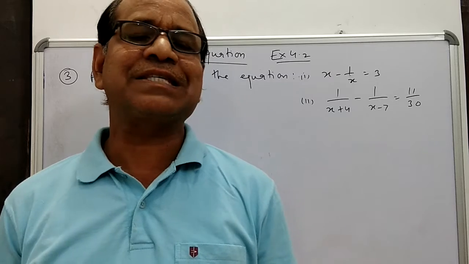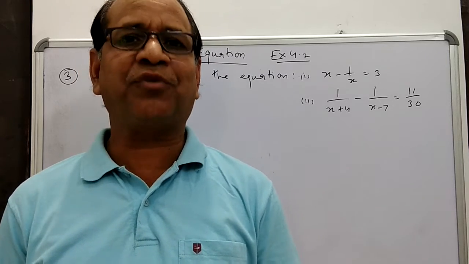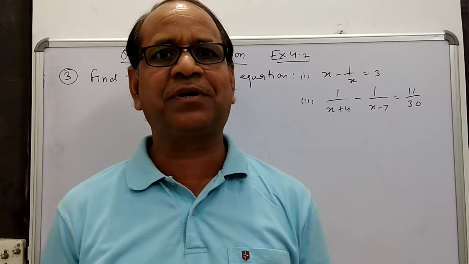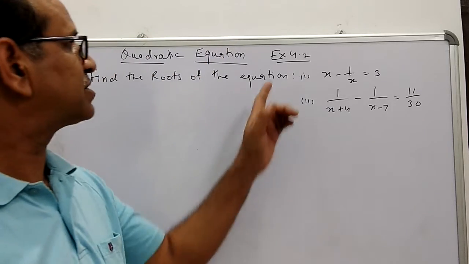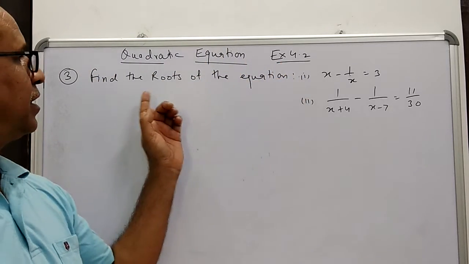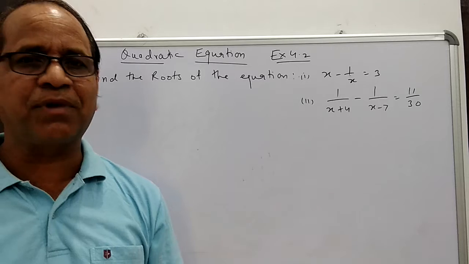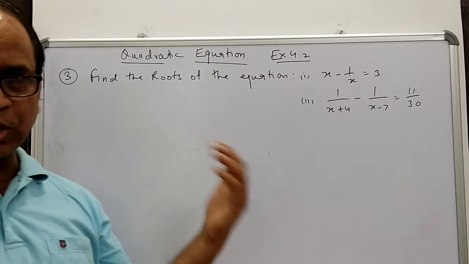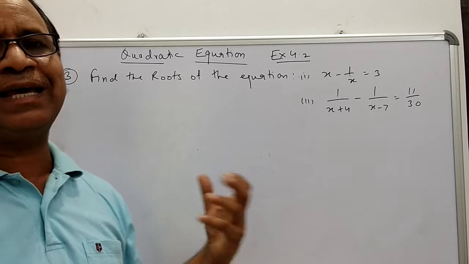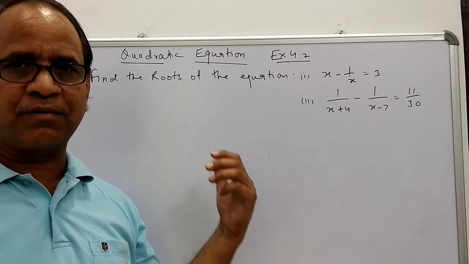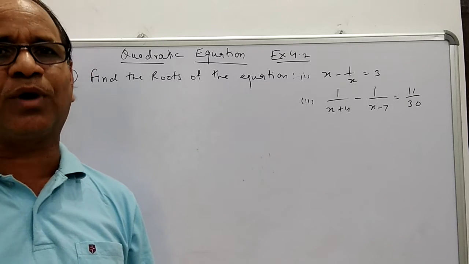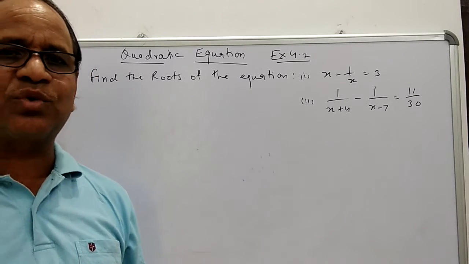Good morning, students. Now we are moving forward in chapter number 4, exercise 4.2. I already explained you sum number 1 and sum number 2. Sum number 2 is solving the problems given in sum number 1 by completing the square method.